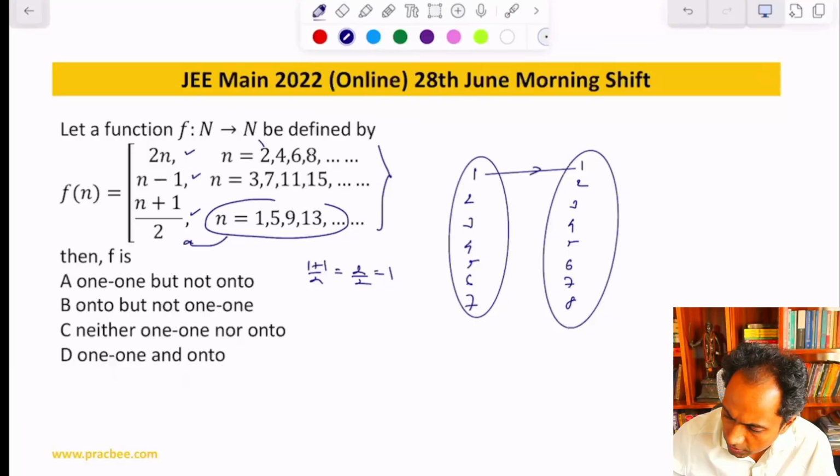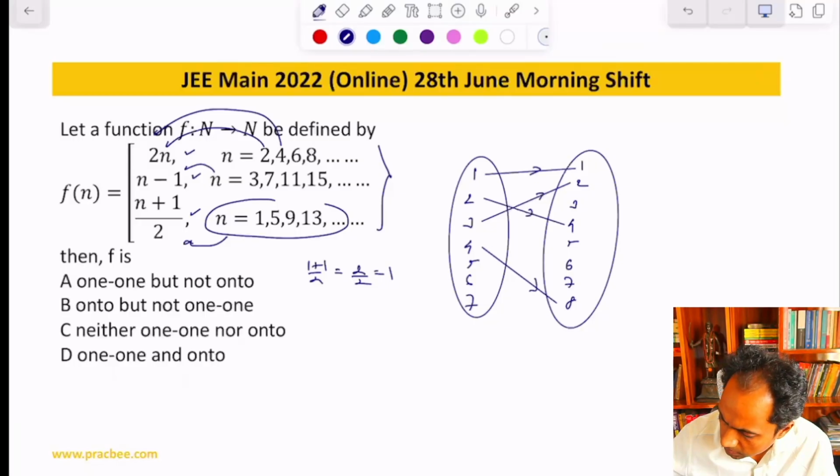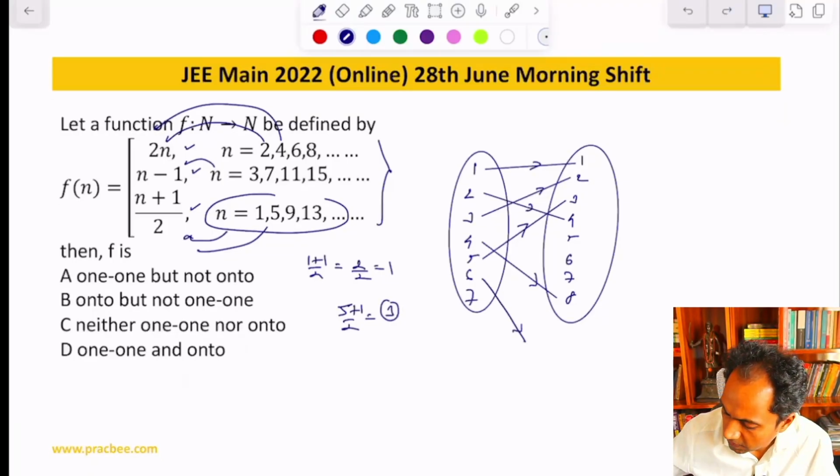But if I put 2, it will go into this function and become 4. If I put 3, it will go into this function and become 2. And if I put 4, again it will go into this function and make it 8. So 4 will be mapped to 8. If I put 5, and the picture is arriving, 5 plus 1 divided by 2 would be equal to 3. So 5 is getting mapped to 3. If I substitute 7, it becomes 7 minus 1, that is 6.